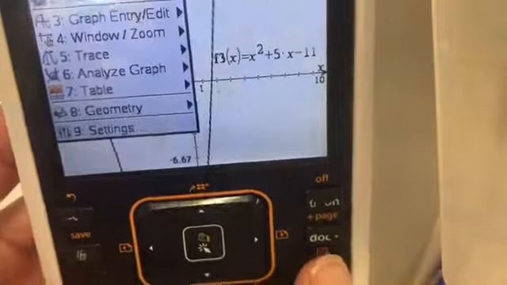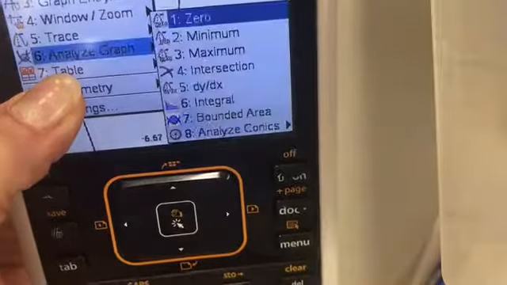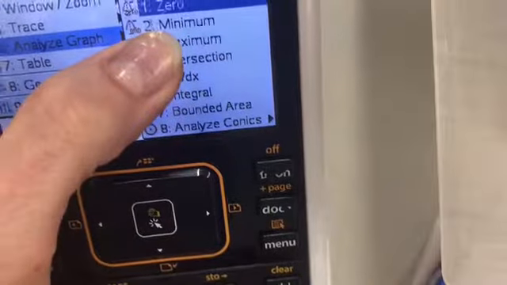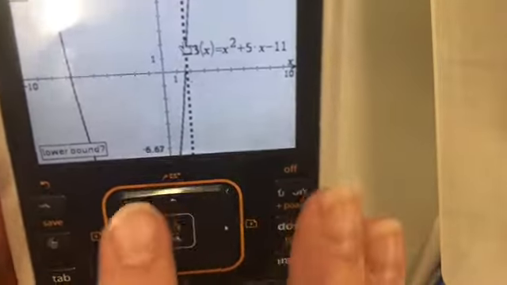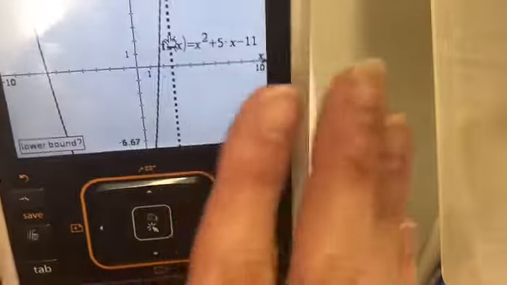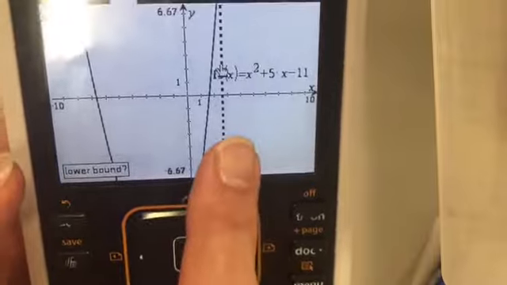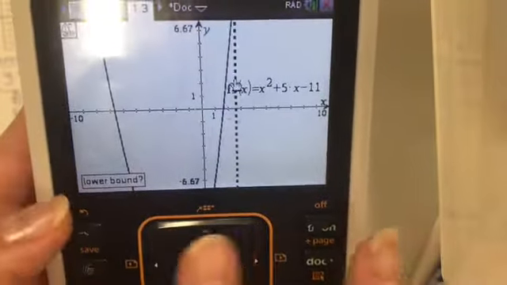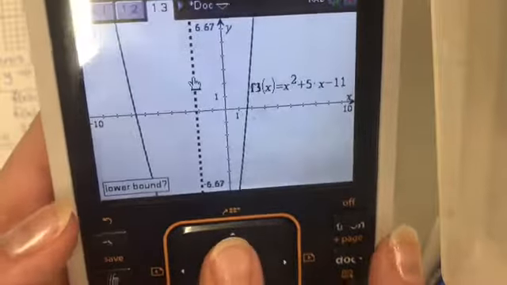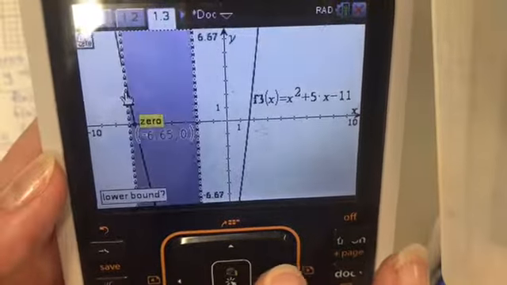So I'm going to go to Menu, Analyze Graph, Zero. Okay? Now here is a neat thing. Right now my cursor's over here on the side, but I know I have 2. Well, I don't want to click here. I want to click in the middle. And then you only have to do the menu once. I'll show you why.